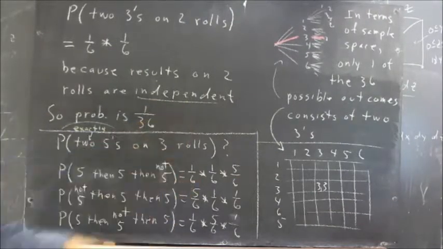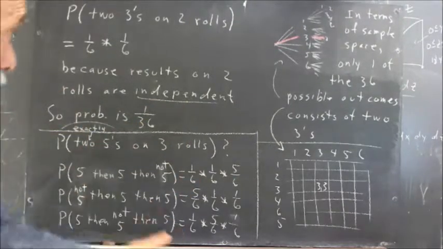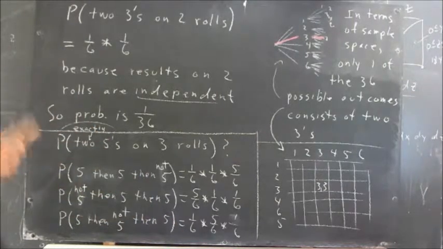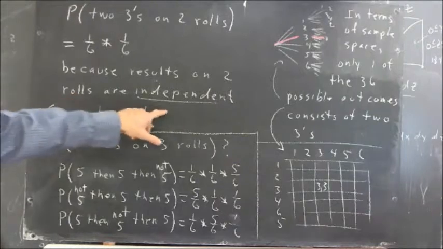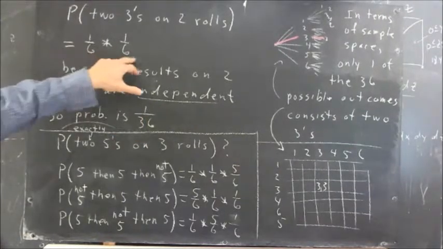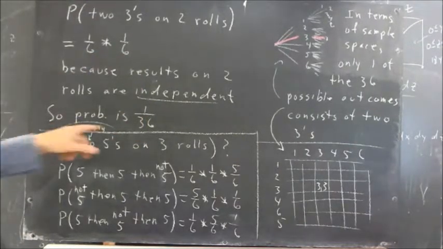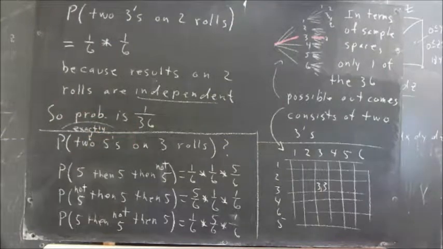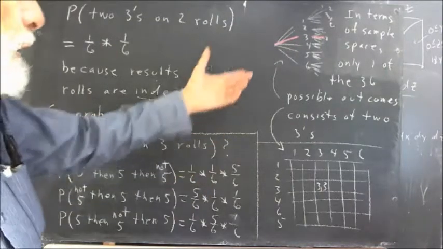I'm rolling two different dice. The result of the first die has no effect on the result of the second. So we have independent events, and we multiply the probabilities. So the probability is 1 out of 36. We can see that in a number of different ways.